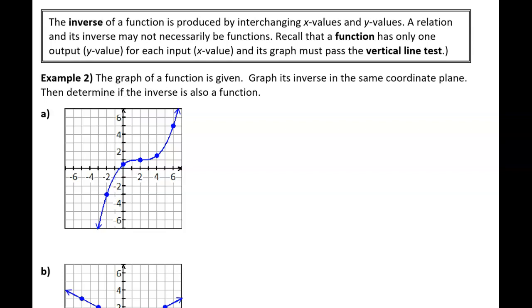So in example 2 here, the graph of a function is given. We are supposed to graph its inverse first, and then determine if that inverse is also a function. So let's make a table of values for the function. The function has as xy pairs -2, -3. Looks like 0, 1/2.